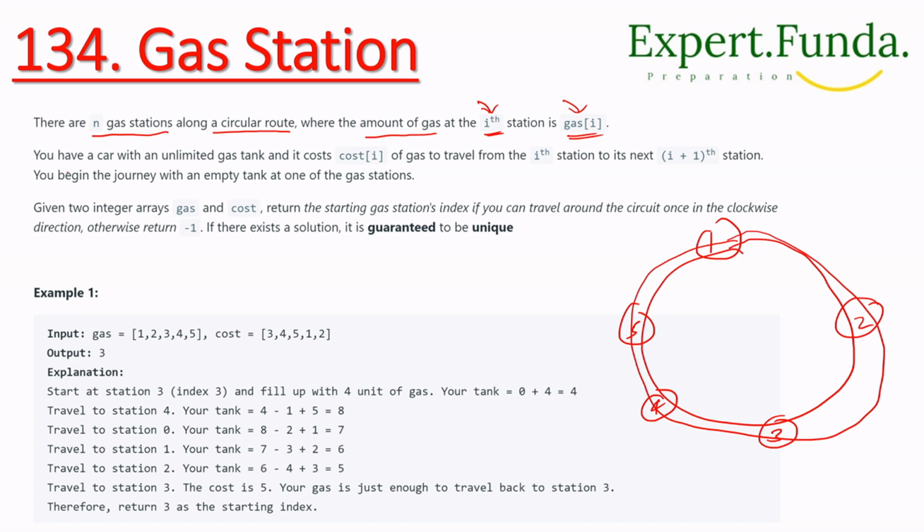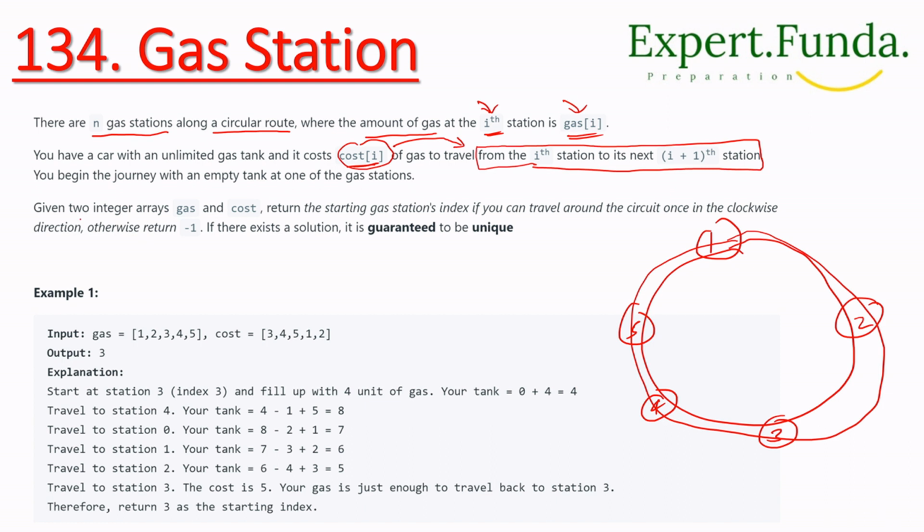Now you have a car with an unlimited gas tank, and the cost of i of gas is to travel from the ith station to the next, i plus 1. So from i to i plus 1 is the cost. Cost of i is what you spend starting from there to reach the next station. You begin the journey with an empty tank at one of the gas stations.